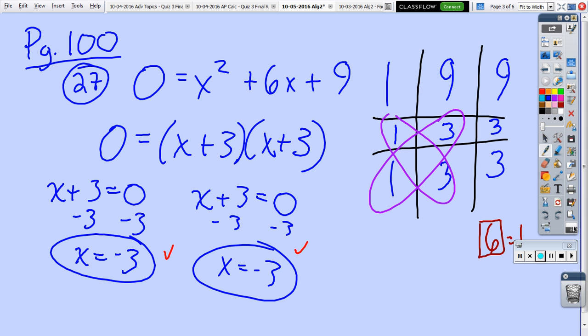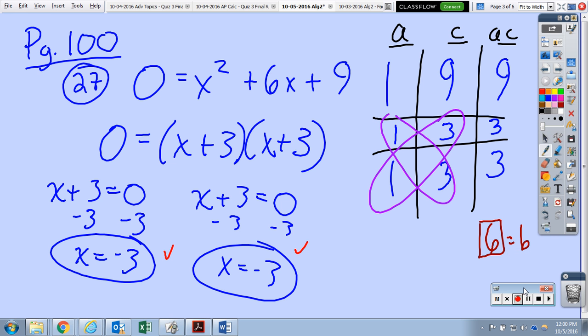Over here I did tic-tac-toe method, where I write, this is A, this is C, this is AC. I think I may have gone too brief with you guys. You can use short AC method, you can use tic-tac-toe, whichever one you want to use, but A, C, AC, and then right down here, I write that B is 6.